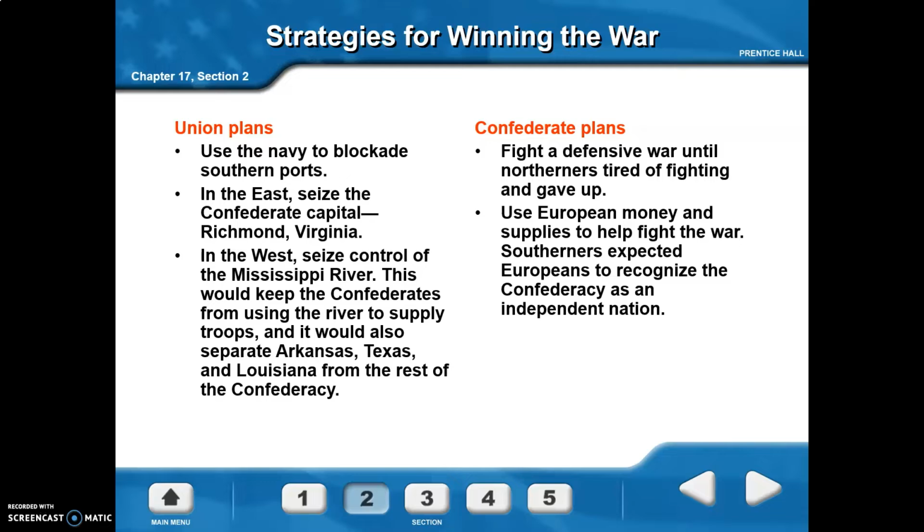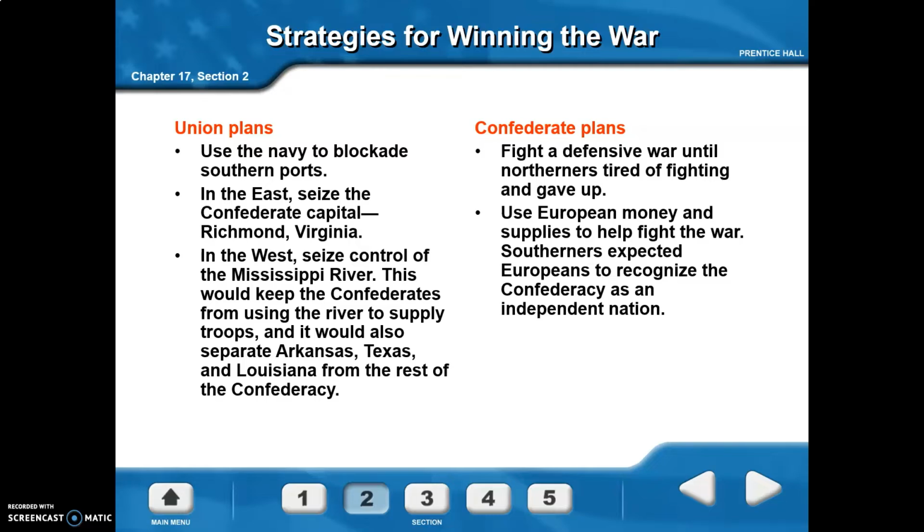And in the west, they wanted to take control of the Mississippi River because the South was using that river to transport goods, supplies, and people. If the Union controlled the Mississippi River, then the South would be cut off into two different areas, and Arkansas, Texas, and Louisiana would be cut off from the rest of the Confederate States of America. They wanted to keep the Confederates from using this river to supply troops and send supplies down. So they wanted to take control of the Mississippi.